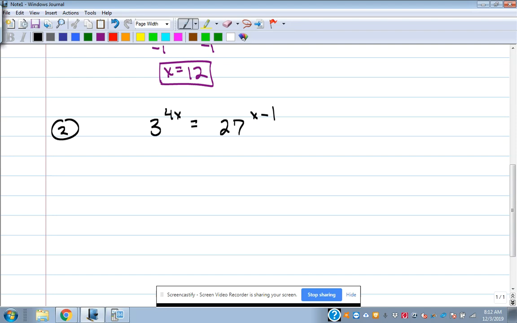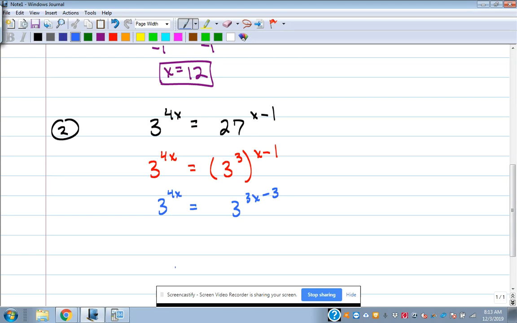So what do we know about 27? We know it is 3 to what power? 3 to the 3rd. So I'm replacing it with a 3 to the 3rd. So this is really the same thing as 27, and still raised to the x minus 1 power. What's the property for these two exponents right here? You've got to multiply them. So that ends up being 3 to the 3x minus 3. All right? This is 3 to the 4x.